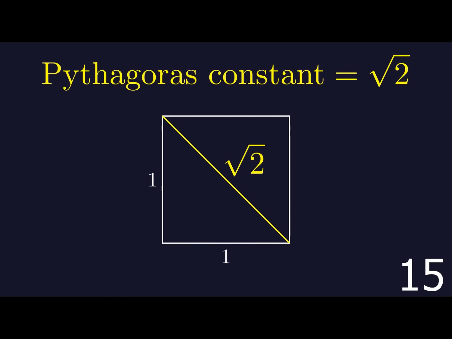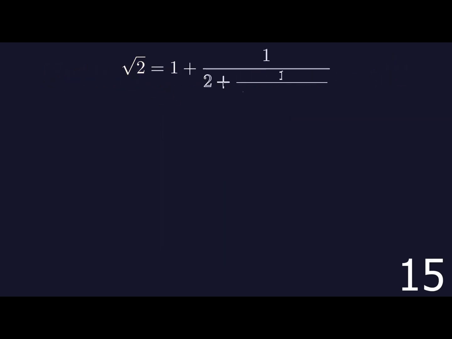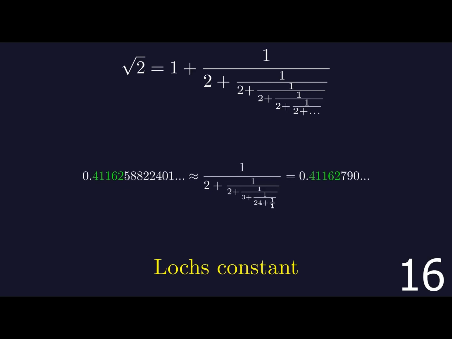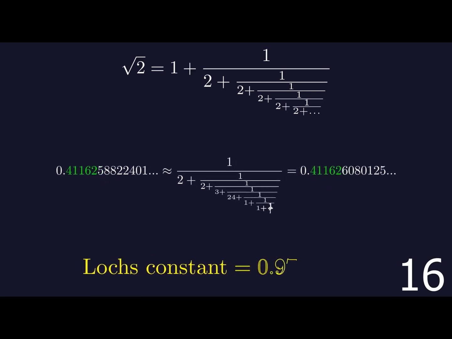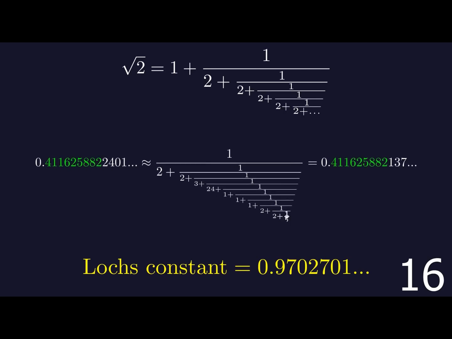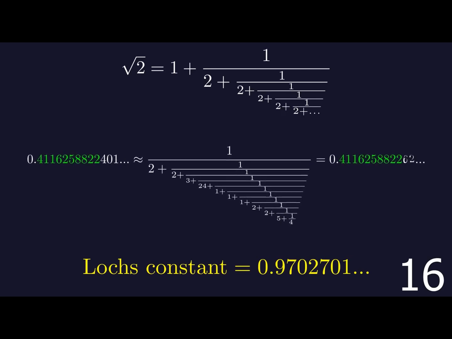This number can be written as an infinite continued fraction like this. Now, let's say we take a random number from the range of 0 to 1 and represent it as a continued fraction, like the square root of 2, but with a finite number of coefficients. Lochs's constant tells us how much more precision we gain by adding an additional term to the fraction. It is approximately 0.97, meaning that each additional coefficient in the continued fraction increases the accuracy of the approximation by about 0.97 decimal places.